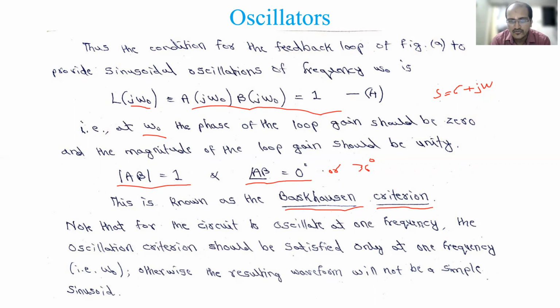Note that for the circuit to oscillate at one frequency, the oscillation criteria should be satisfied only at that one frequency. Otherwise the resulting waveform will not be a simple sinusoid. Whatever I am saying may be going above the head, I understand that, because this is a practical thing. Even in the laboratory, if you sit with a CRO and do this, you will see oscillations generating. We have the oscillator experiments there.